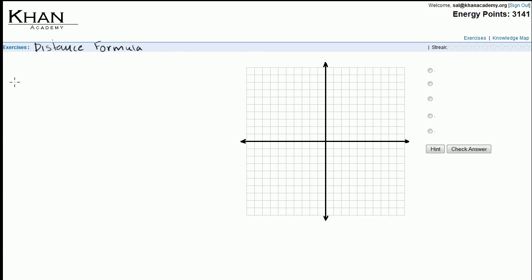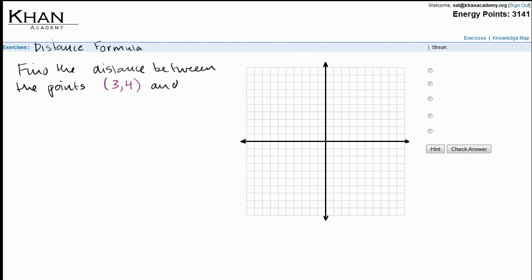So the question we'll ask them is, find the distance between the points, and we could color code it here. So the first point, maybe it is 3, 4, and maybe the other point is -2, -6.